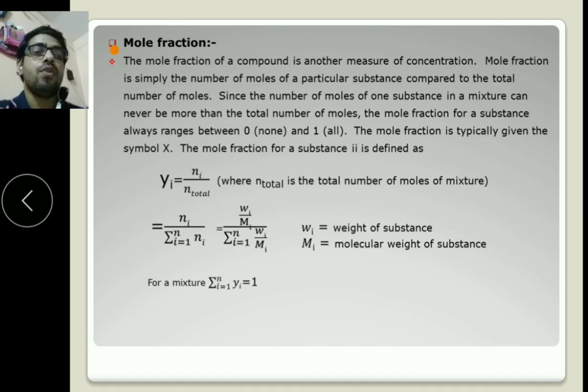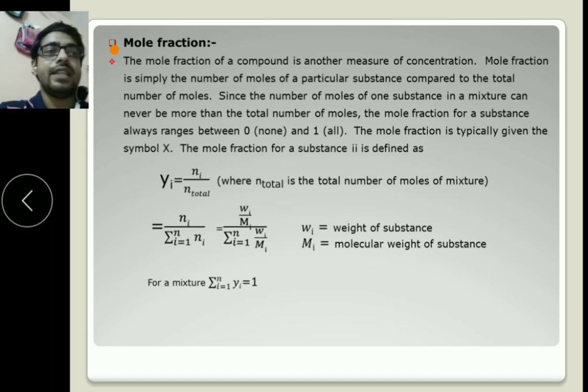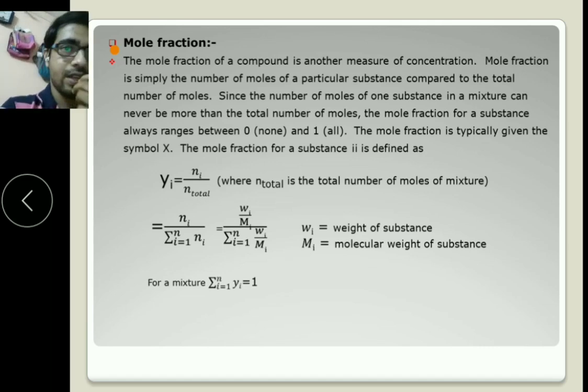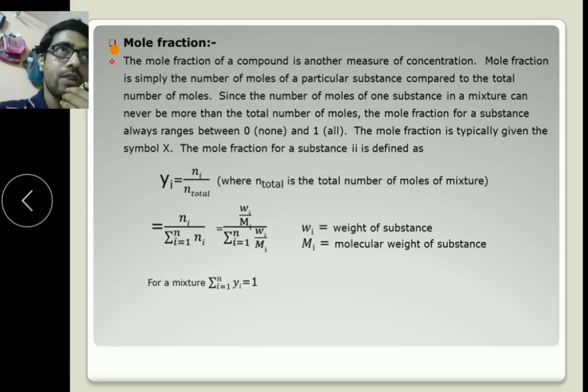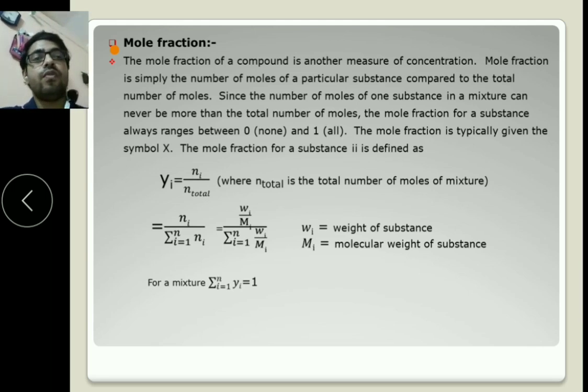Suppose we have 1 gram oxygen, 2 gram carbon dioxide, and 3 gram nitrogen in a mixture. So the total in that mixture is 1 plus 2 plus 3, which equals 6. So the mole fraction of oxygen is 1 by 6, the mole fraction of carbon dioxide is 2 by 6, and the mole fraction of nitrogen in the mixture is 3 by 6. In this way, the mole fraction value can vary from 0 to 1.